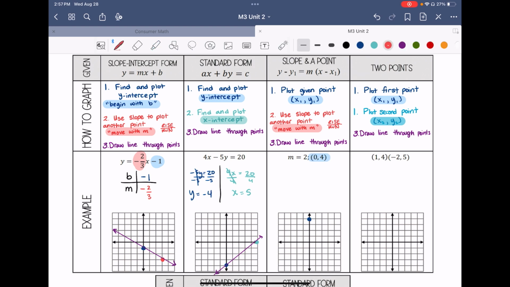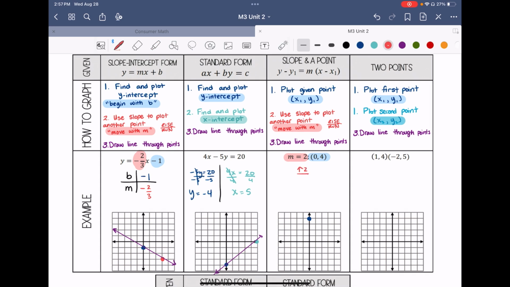And then I'm going to move with my slope m. My m is positive 2, so that means I'm going to go up 2 and over 1 because I can write 2 as 2 over 1. But I'm off my graph if I do that. So instead of going up 2, I can also go down 2 and left 1. If I reverse both of these, then it stays the same sign. So going down 2 and left 1 creates the same slope. And there's my line.